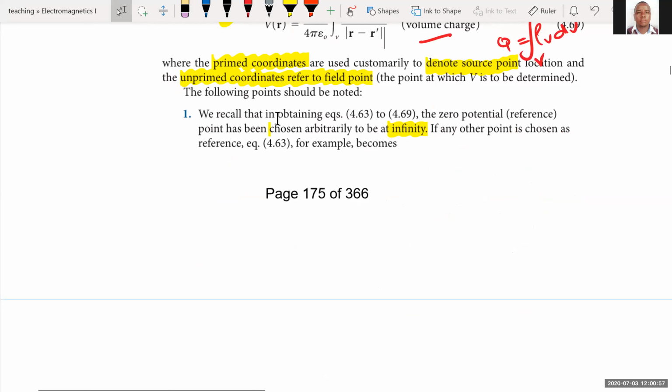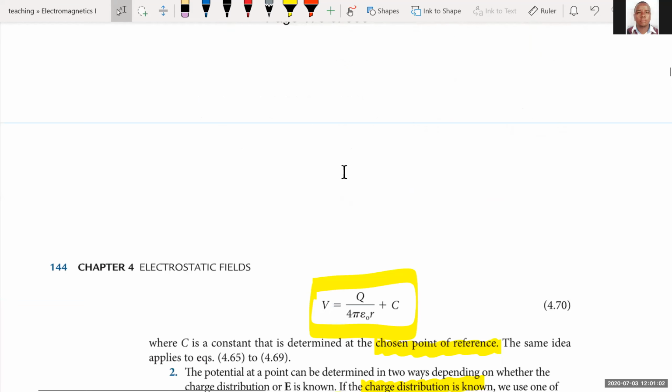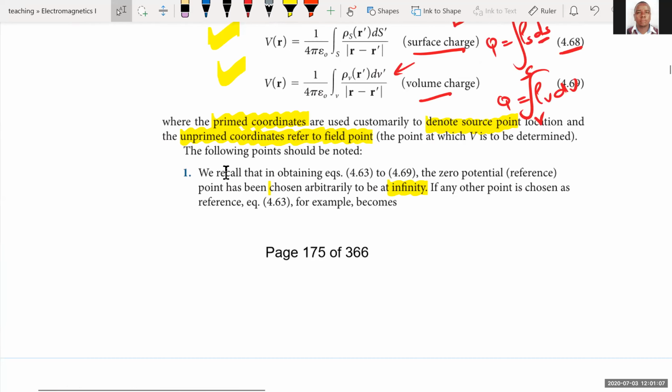We recall that, of course, I just need to summarize. I can see someone needs a break. I'm going to pause in 2 minutes or shortly. So we want to observe the following points.